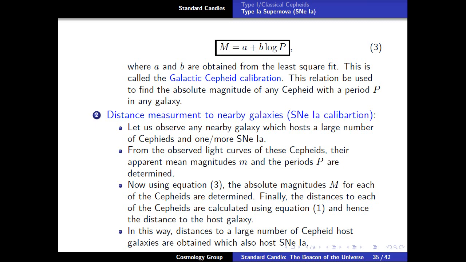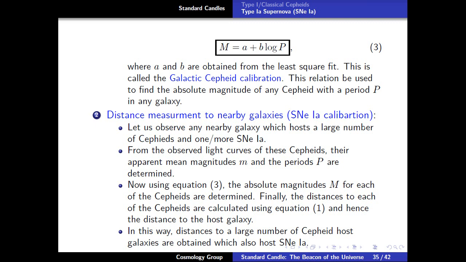So we observe a galaxy which hosts a large number of Cepheids and one or more type 1a supernova. From the observed light curves of these Cepheids, their apparent mean magnitudes and the periods are determined. And then using equation 3, the absolute magnitude for each of the Cepheids is determined. Finally, the distances to each of the Cepheids are calculated using equation 1, the distance modulus relationship, and that gives the distance to the host galaxy.